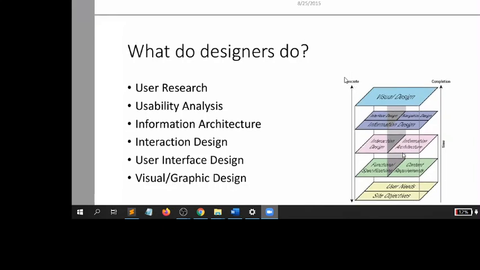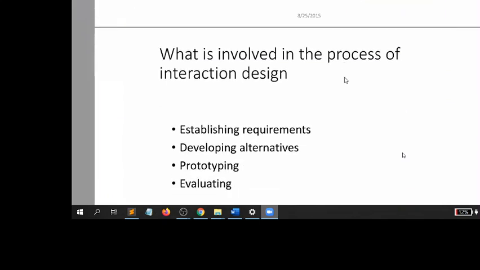The next thing is what is involved in the process of interaction design. They are the following things: establish requirements, developing alternatives, prototyping, and evaluating. So I believe you've done this. If you didn't follow this, it doesn't mean that you are wrong. You may combine some of these stages, but in interaction design, because a system requires interaction, poor interaction matters, because that's where the experience is achieved or realized and estimated.